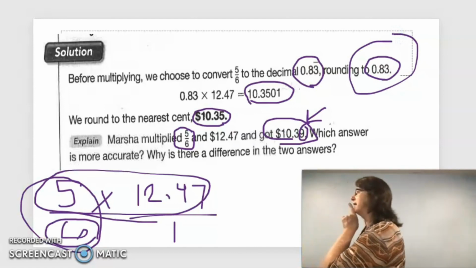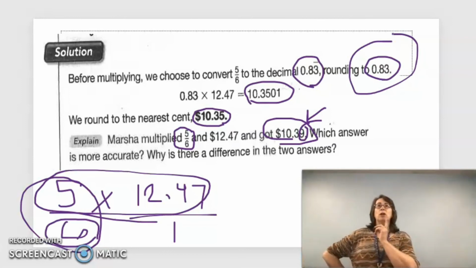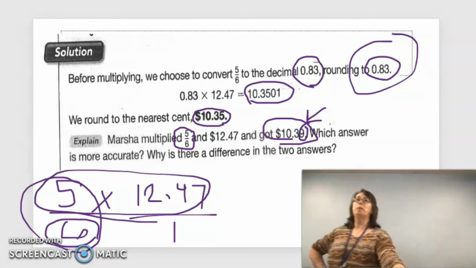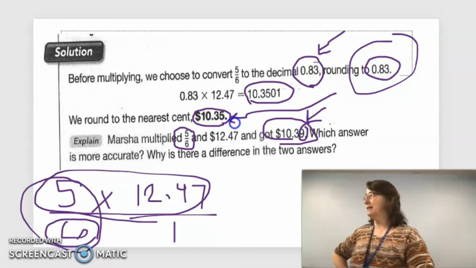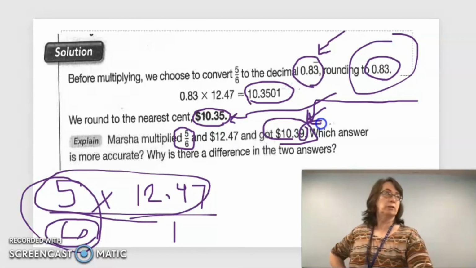I want everybody to listen. If you are on a test and you are told to round the repeated decimal at the beginning of the problem, then they're going to expect you to give this answer. But if they do not tell you to do that, they would expect you to give this answer. So you'd better be careful which directions.